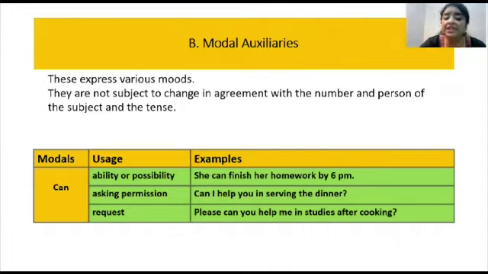So, do you see, children, how the modal can is used in sentences to express various moods? Please, can you help me in studies after cooking? Can is used in this sentence to express a request.